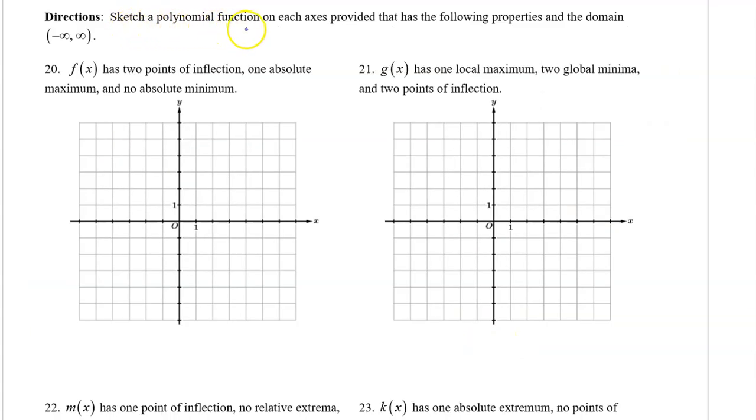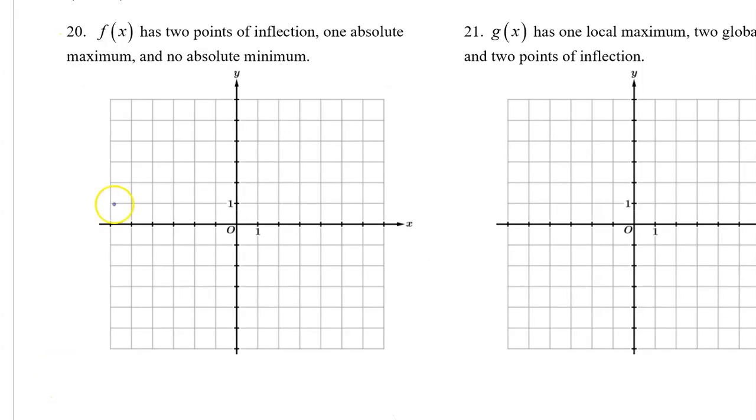Sketch a polynomial function on the axes provided that has the following properties and the domain -infinity to +infinity. For number 20, we want f of x to have 2 points of inflection, but there needs to be one absolute max and no absolute min. So I'm going to focus on the second part first.